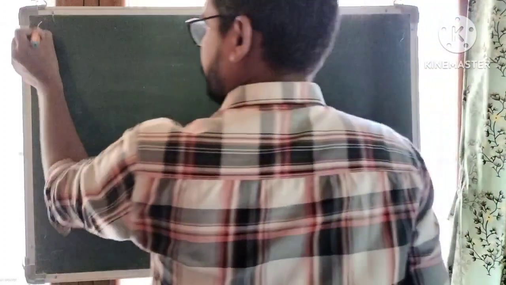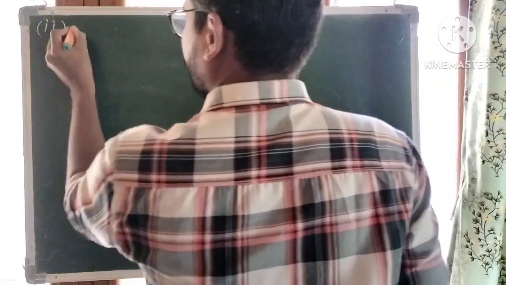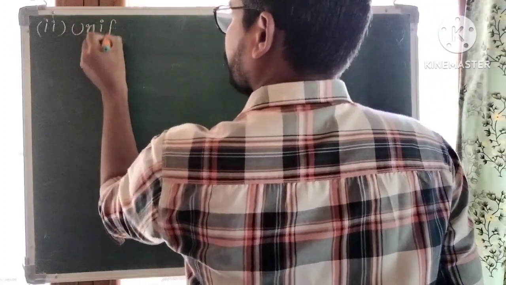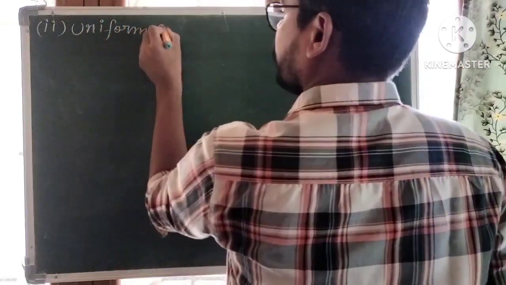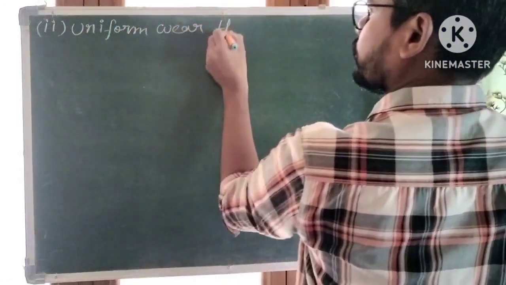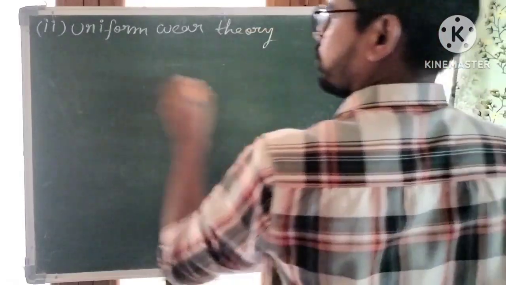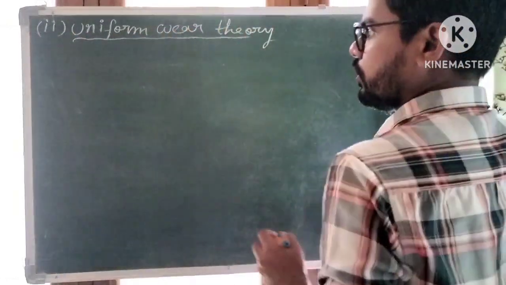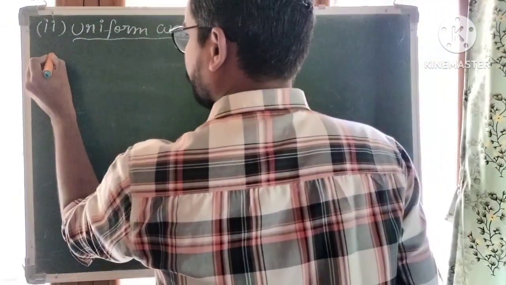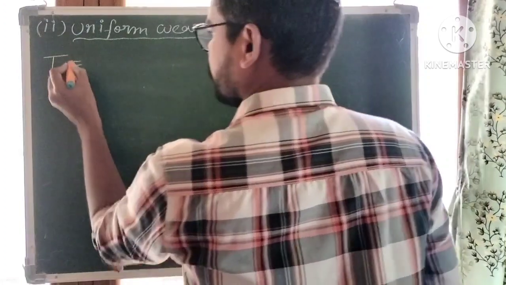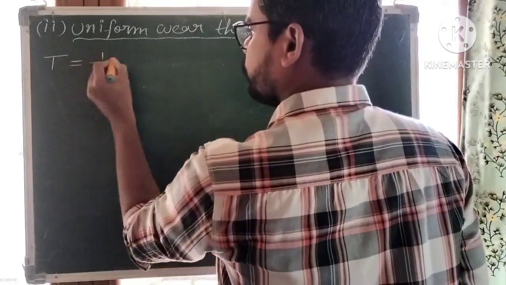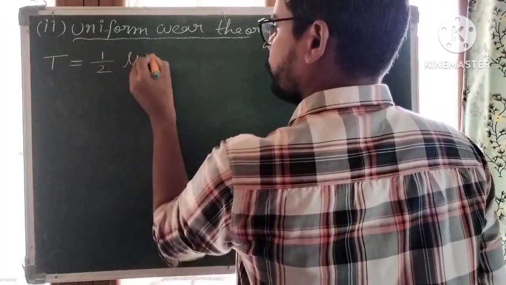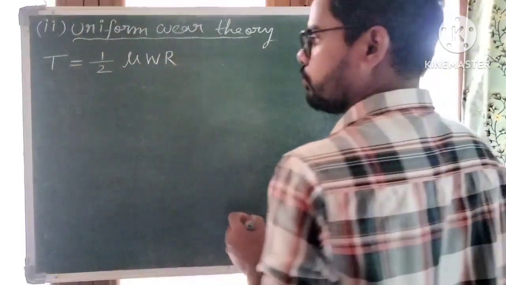Next, let us assume the uniform wear theory. Suppose we consider the uniform wear theory, the frictional torque of the bearing T is equal to half of mu W, 1 by 2 mu W.